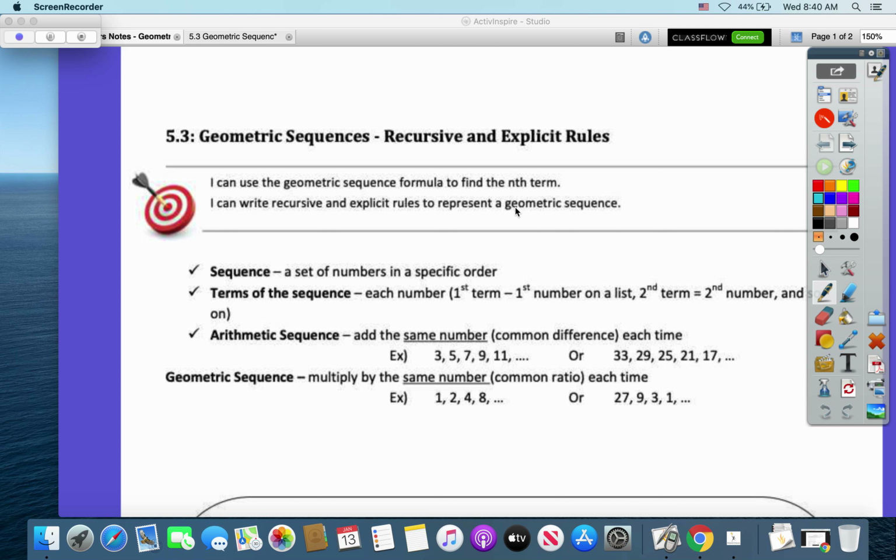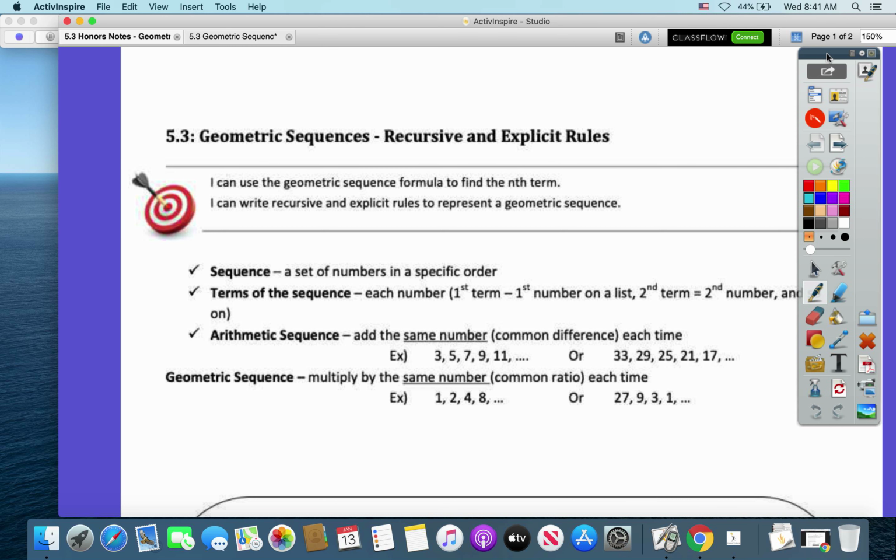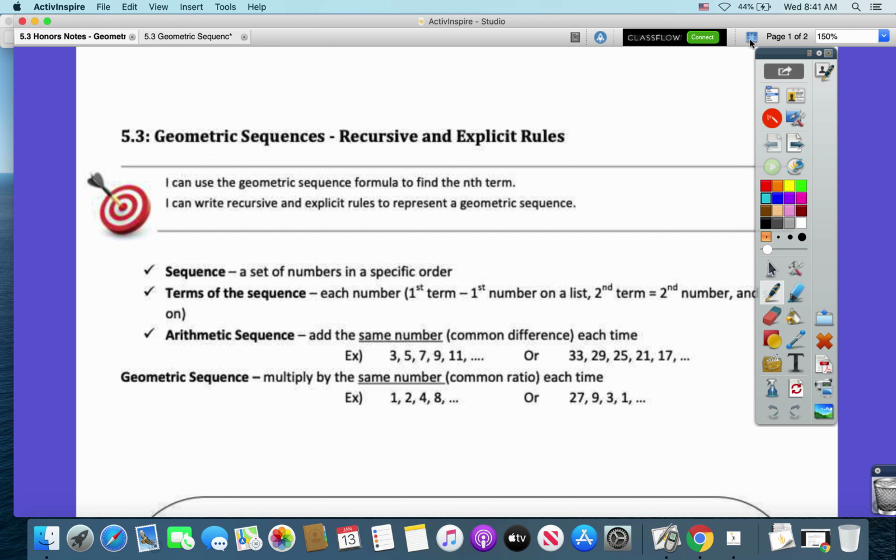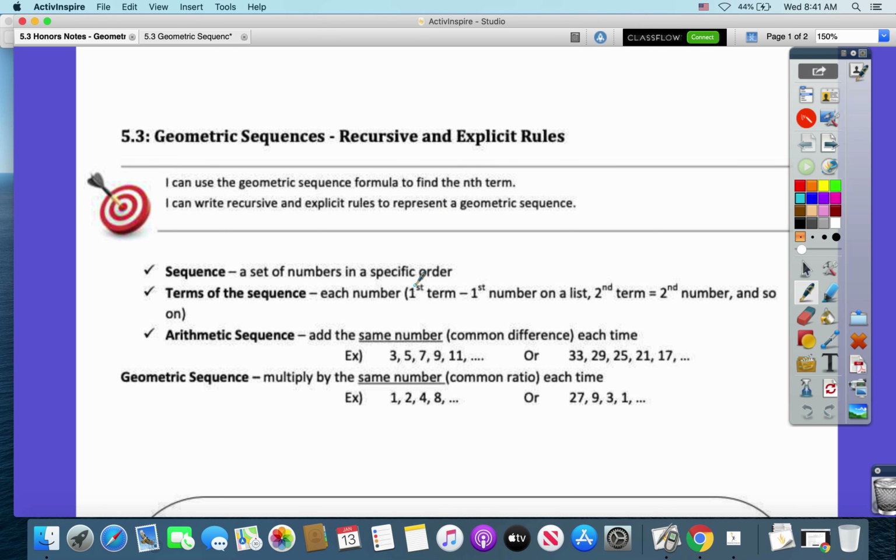So now that we've seen where these rules come from, where these equations come from for geometric sequences, we're going to practice writing the recursive and explicit rules and practice using them. So we have some vocab words at the top here. 3 of them we've already talked about.